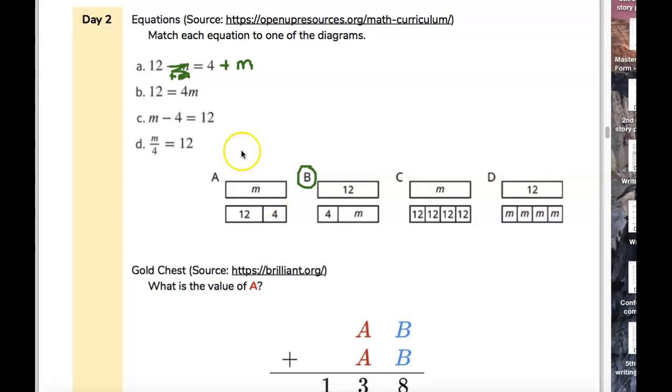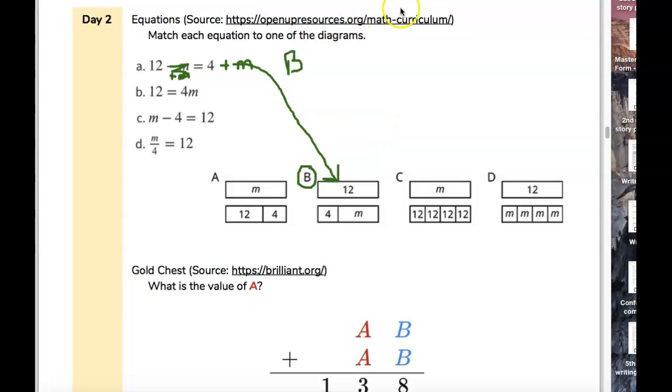Whoops, I'm not supposed to circle that. We're matching. Okay, so you can either draw a line, or you can take this b and put it up here, either way. All right? So go ahead and look at the rest of those and see how you do with that. If you have any troubles with that, let me know.